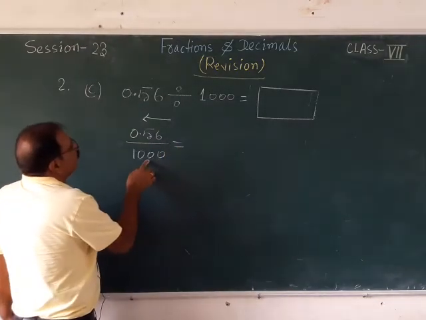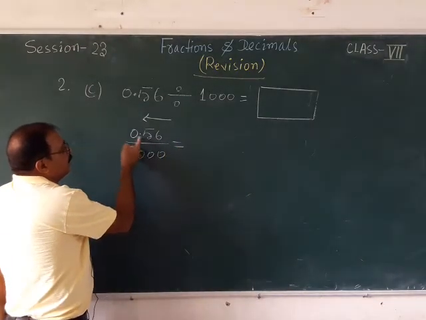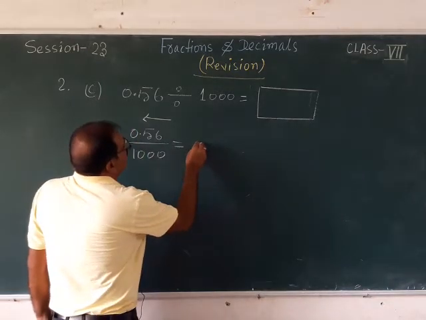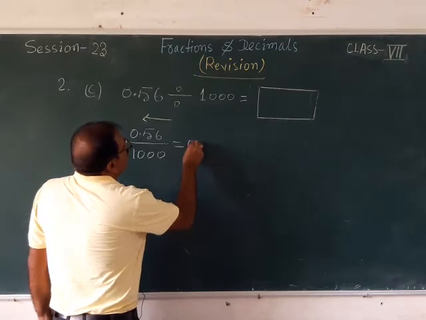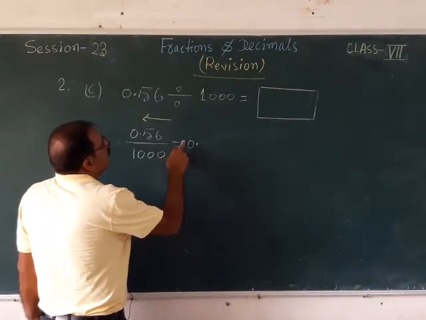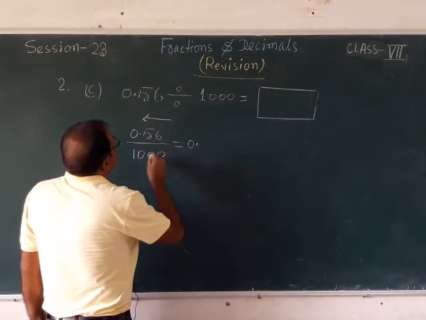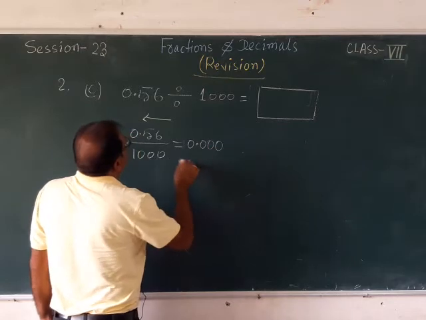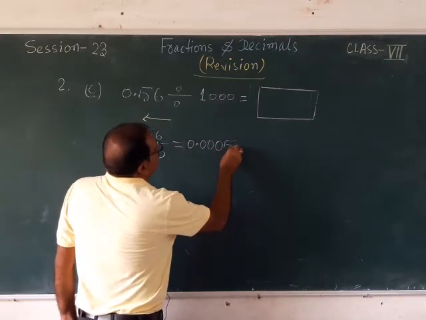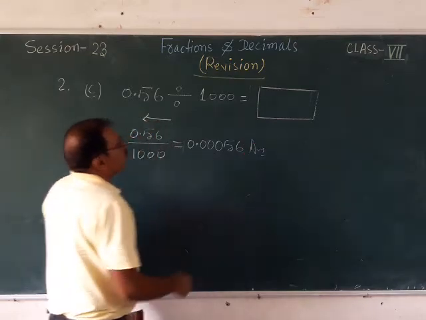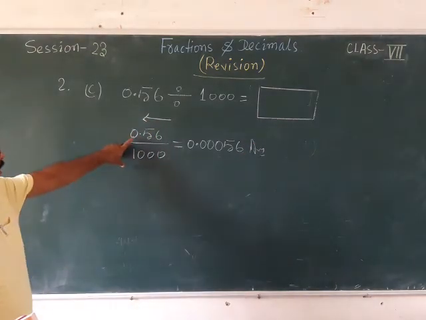So here 3 zeros are there. That means you have to move your decimal 3 places back. First you put the decimal point, and putting a 0 before it you can write the decimal. This 0 is for the protection of your decimal. Then you write 3 zeros, 1 2 3, then you can write 56. So this will be the answer.